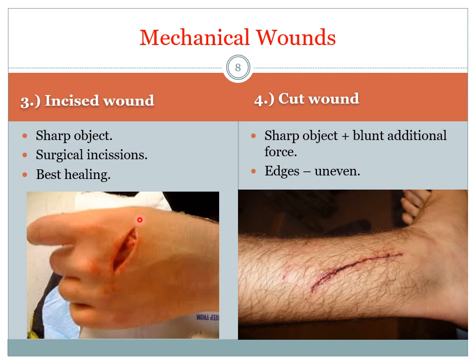Cut wounds, on the other hand, are caused by sharp objects also, but there is additional blunt force. For example, a blow from a cleaver, not like a knife that glides through, but it comes with blunt trauma. Therefore their edges are uneven, unlike the incised wounds. You can see here the edges are uneven, and there may be additional trauma to the periphery, to the sides of these wounds by this blunt force. Therefore, the cut wound healing is less favorable than the incised wound healing.